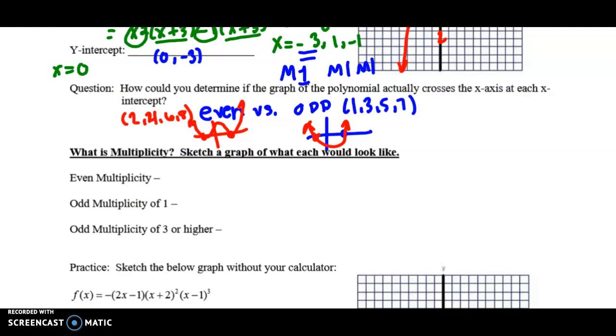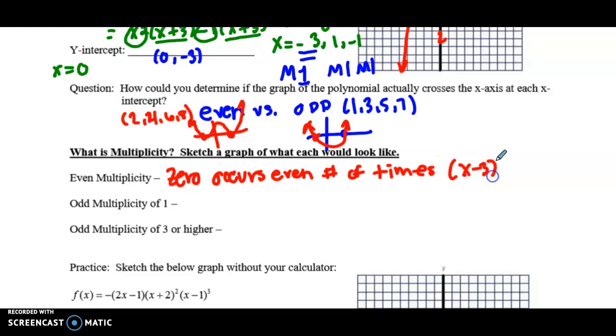Okay, so let's just talk about multiplicity for a second. An even multiplicity means that the zero occurs an even number of times. That might be x minus 3 to the 2nd, x minus 5 to the 4th, x minus 6 to the 6th, whatever. So this 3, you're going to see 2 times. This 6, you're going to see 6 times. This 5, you're going to see 4 times, okay? So even multiplicity at that zero means it's going to hit that point, bounce, think of a trampoline, and then go back down, okay?